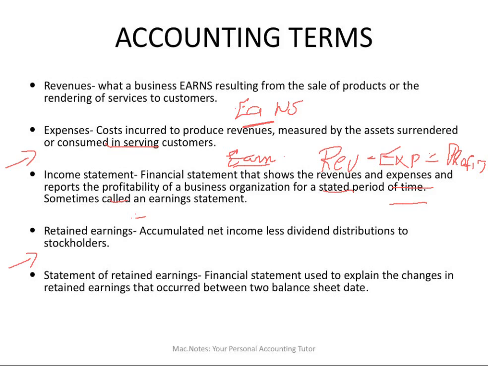That's the accumulated amount of profit that a company has earned minus the dividends that it has contributed back to the shareholders. And that is reported to you in a statement of retained earnings.